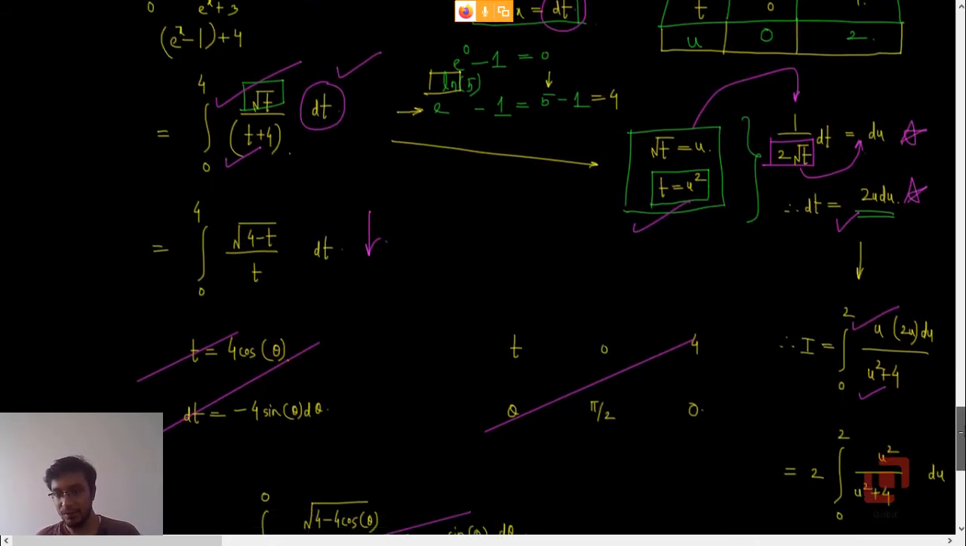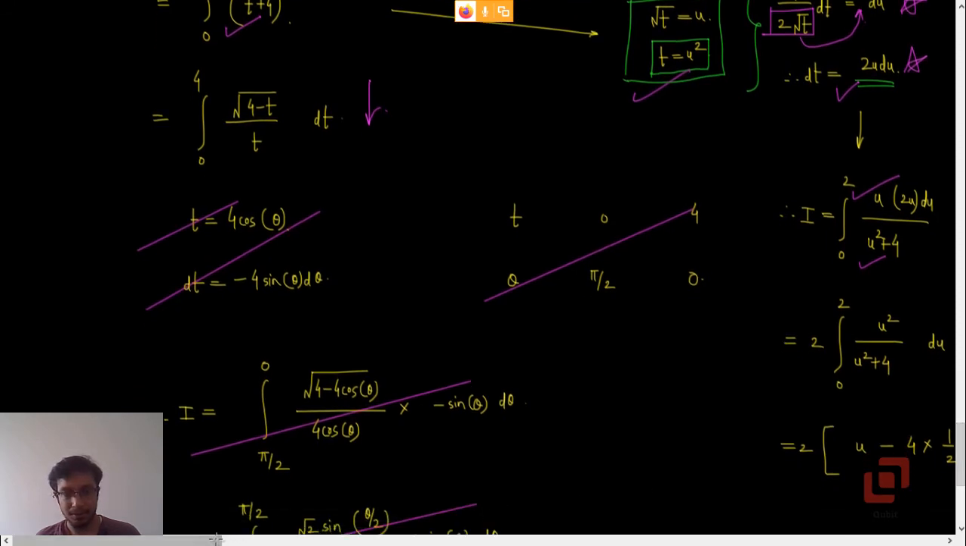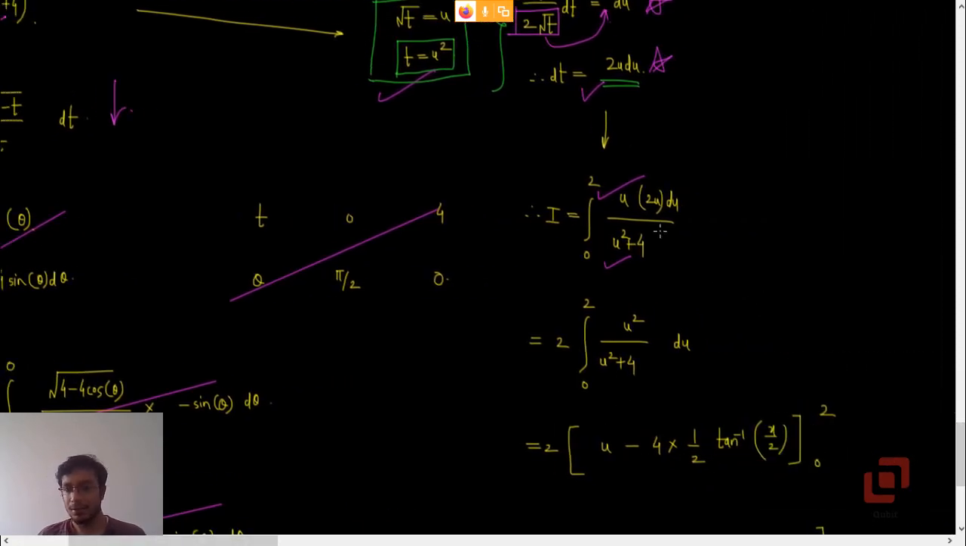Now this is in a much better form. We can integrate it. First you have to take 2 outside. Then the integrand will be u squared upon u squared plus 4. Now you have to add and subtract 4 in the numerator. On addition you will get u squared plus 4, so it would look like this: u squared plus 4 upon u squared plus 4 minus 4 into 1 upon u squared plus 4.